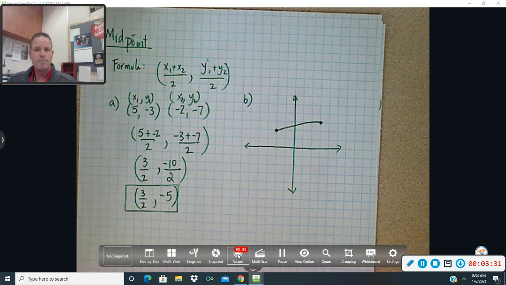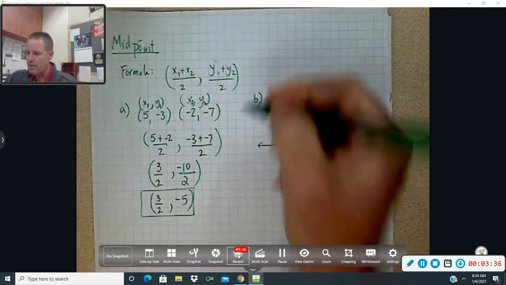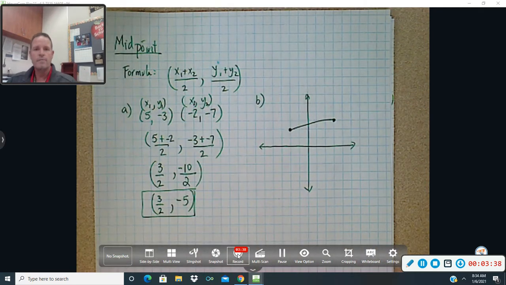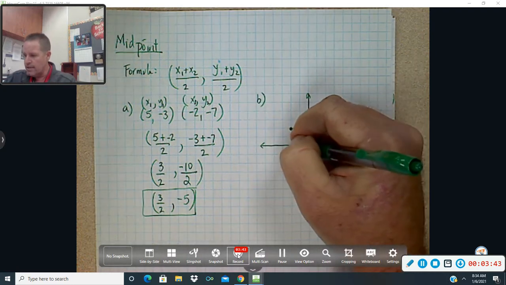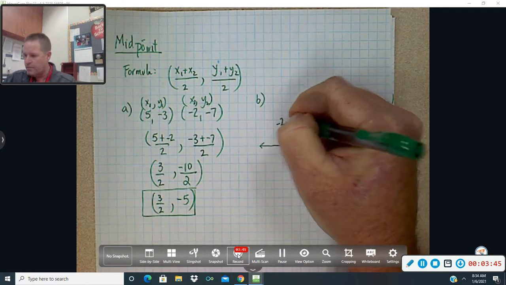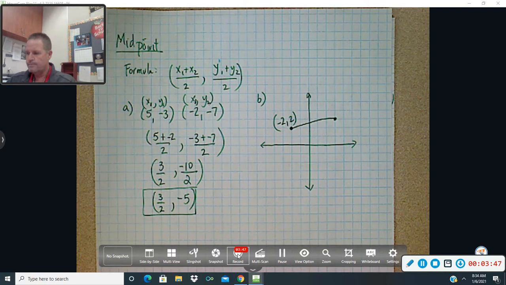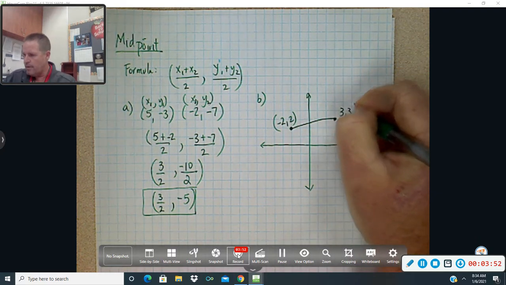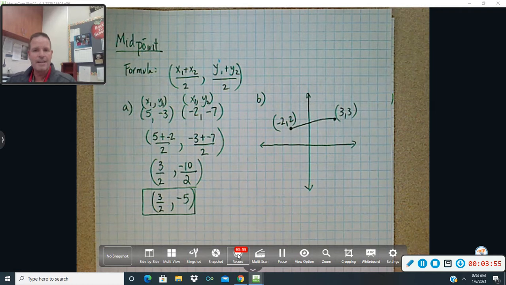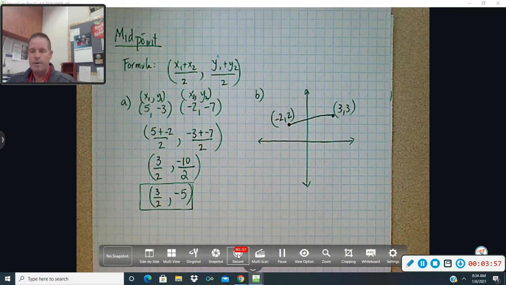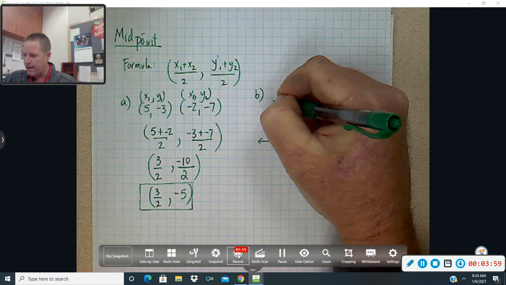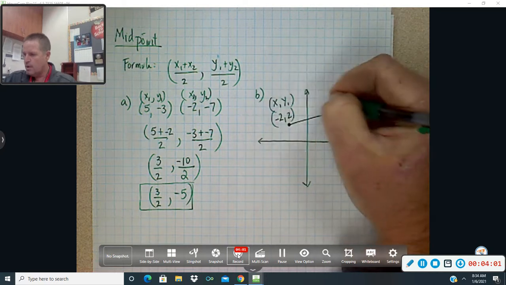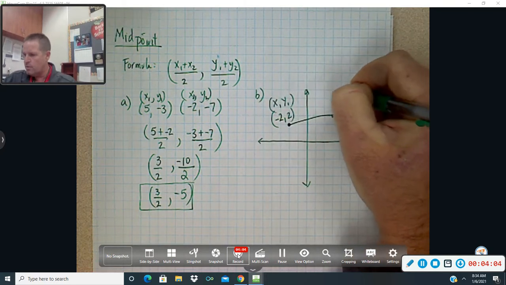midpoint. Well, the only way you can find the midpoint is if you know the 2 points, because you have to have 2 points to use the formula. Well, I don't know 2 points. Yes, I do. I can look here and say, okay, this point right here is at negative 2, 2. And this point here is at 3, 3. And that is going to give me what I need to find the midpoint. I'll call this one my x1, y1, and I'll call this my x2, y2.